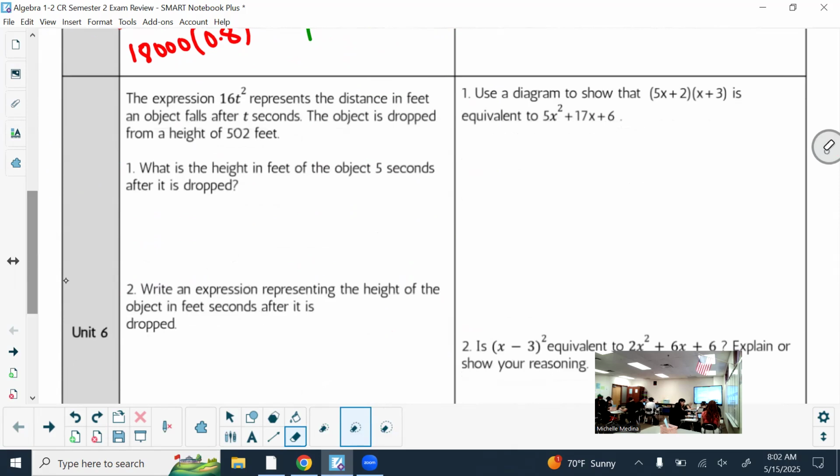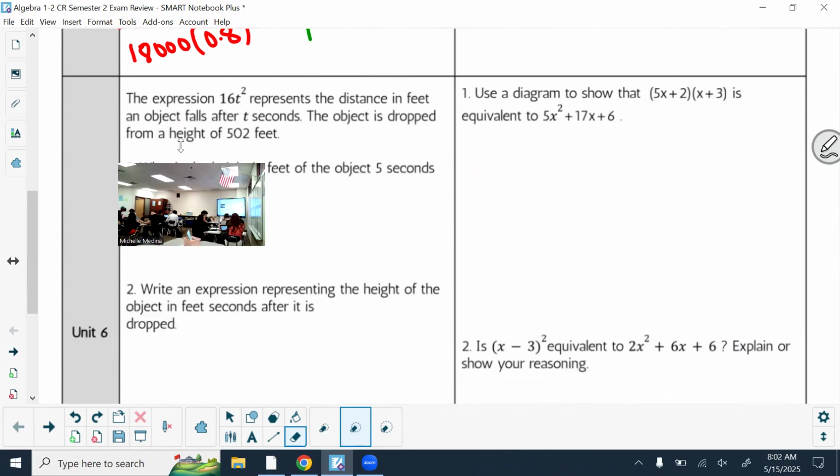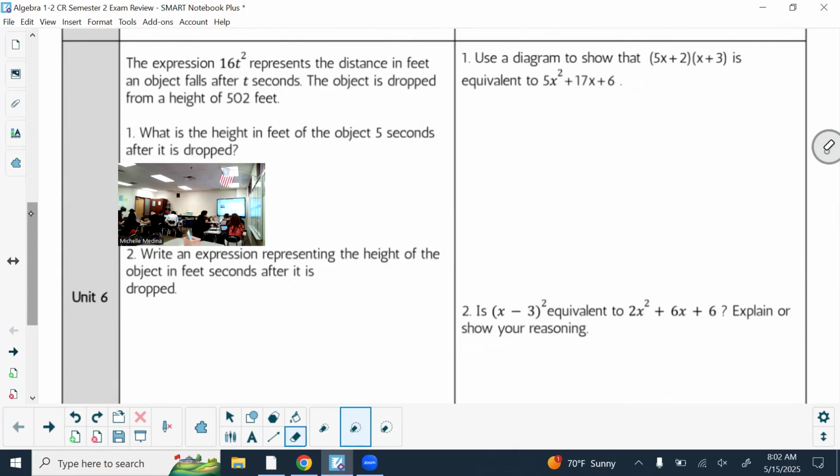Okay, so use a diagram to show that this expression is equivalent to this expression. So that unit was about what? Unit 6? Or even just looking at the expressions, what function does that unit go with?